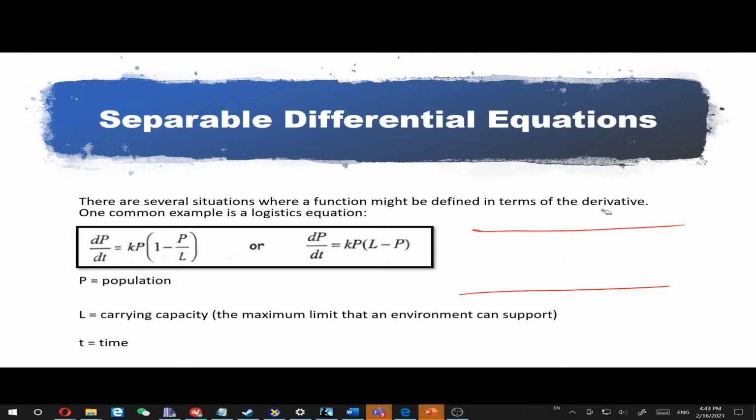In the real world, environments usually have constraints. So even for things that start growing exponentially, there will be some sort of limit based on the food or water or space or other constraints that your environment can support that will eventually stop your population from growing exponentially and start causing it to grow logarithmically up to some form of upper limit, which I'm going to call L.